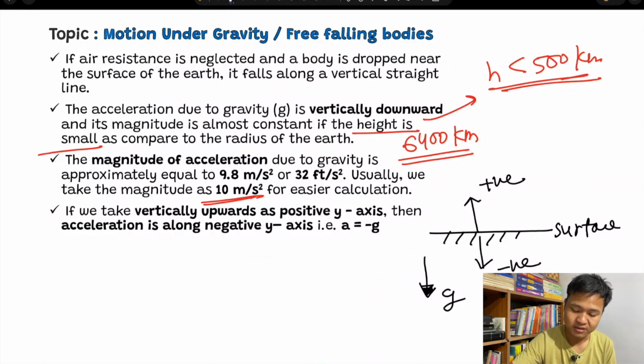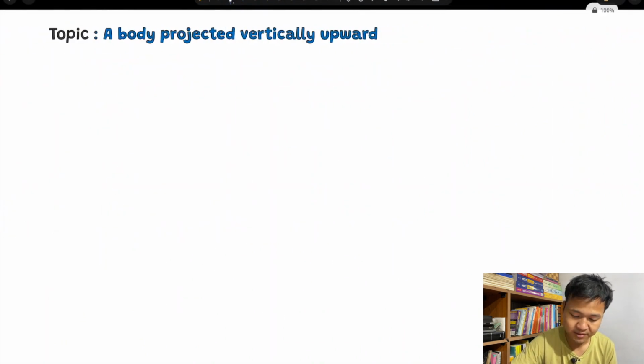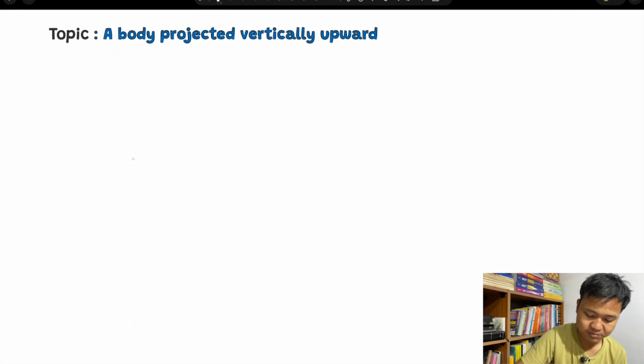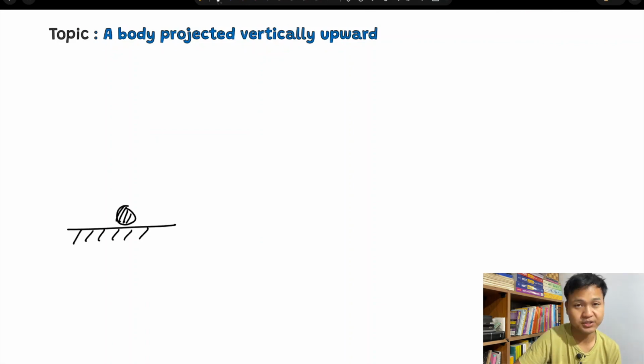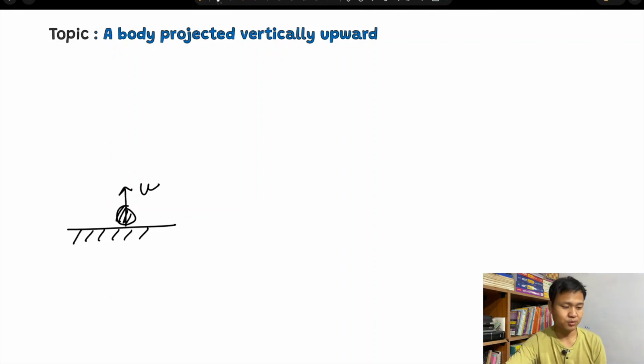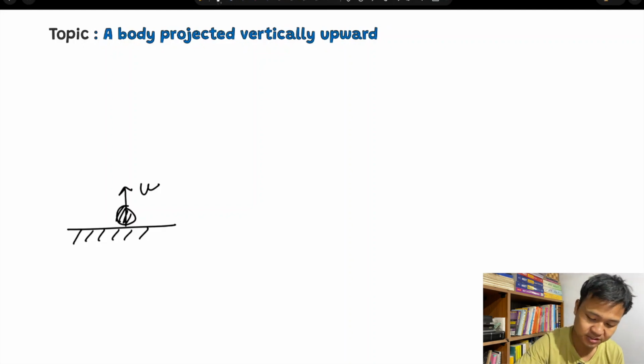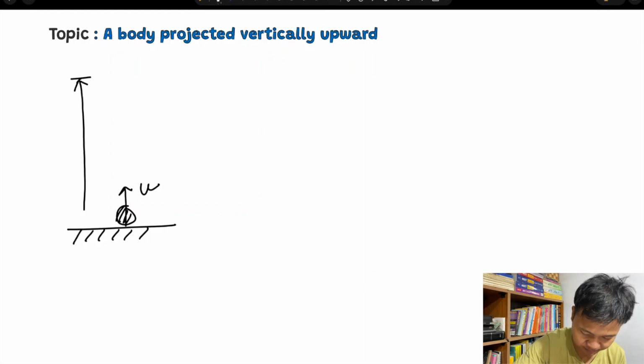So let's apply these things in a question. Suppose I have a body on the surface. This body is given an initial velocity u. So if I give an initial velocity u to the body, the first question is: what is the maximum height attained by the body? Okay, so that is the first question. How high will the body go?